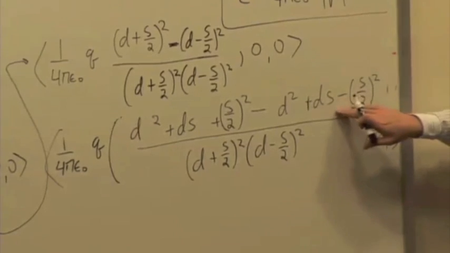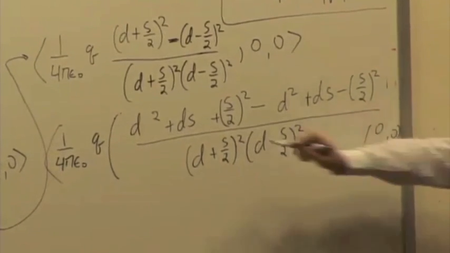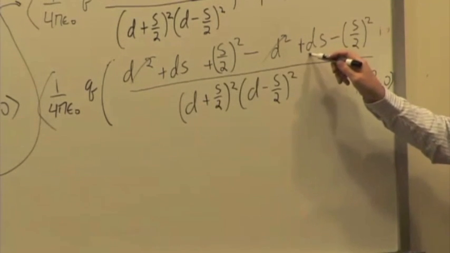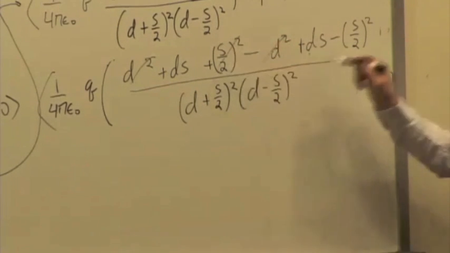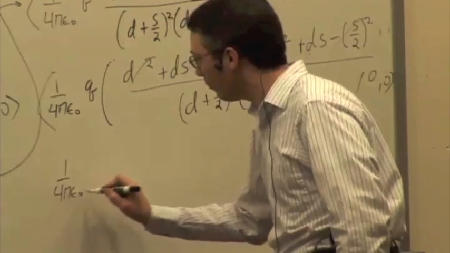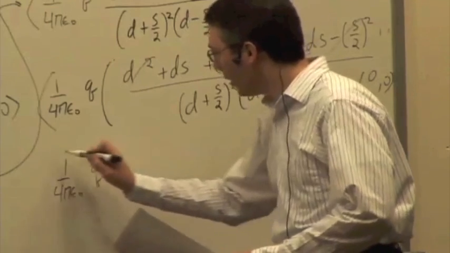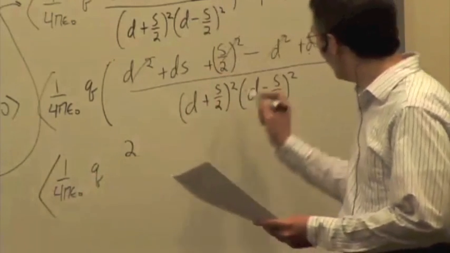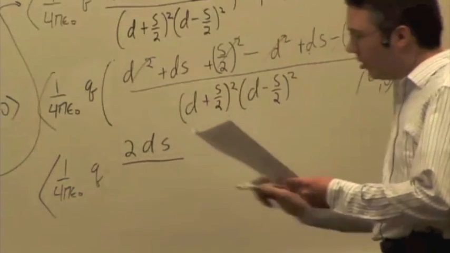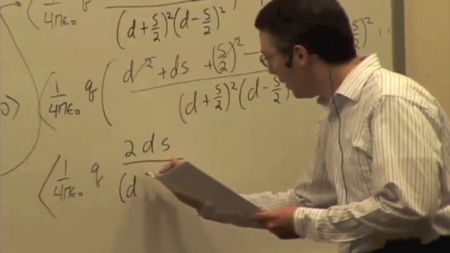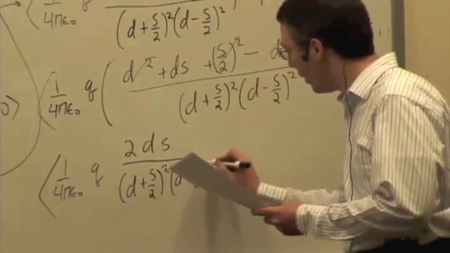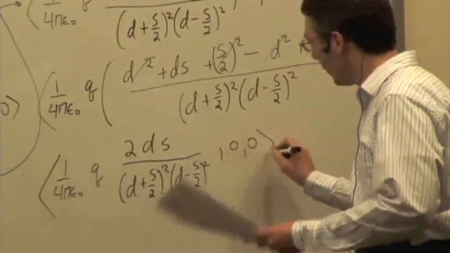Well, a lot of terms will drop out in the numerator, right? We have a d squared canceling a d squared here. We have a ds adding together, so we'll get a factor of 2. And we have (s over 2) squared canceling with minus (s over 2) squared. So we end up with 1 over 4 pi epsilon 0 q times 2 ds over (d plus s over 2) squared, (d minus s over 2) squared. Okay.